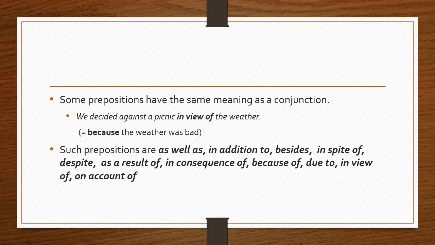So, if you are converting a sentence which is complex or compound in nature, we can change them. If we want to change them into simple sentences, we have to use prepositions such as these in place of the conjunctions, and still get the same meaning in the sentence. So these are some prepositions which have the same meaning as conjunctions.